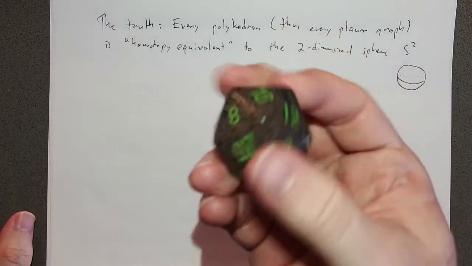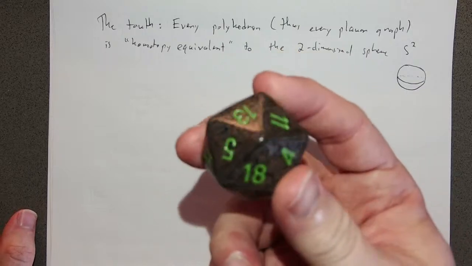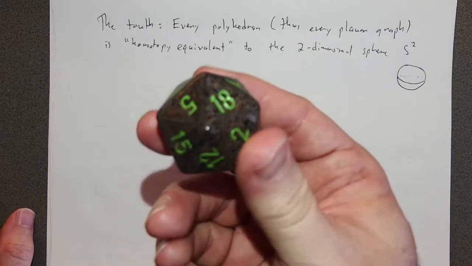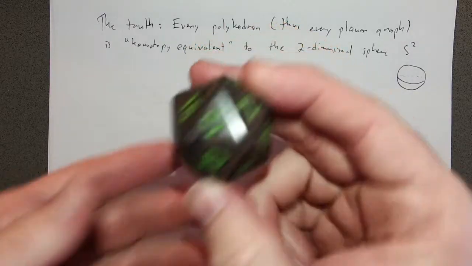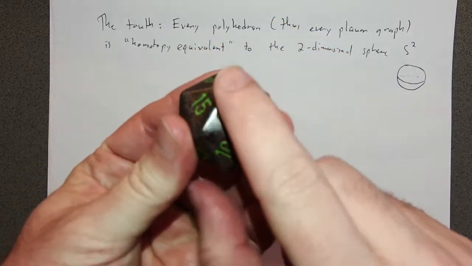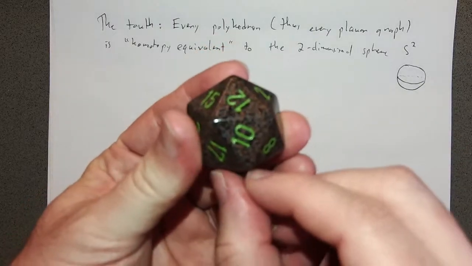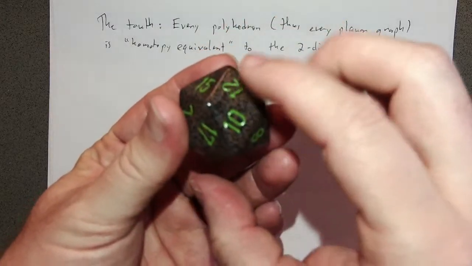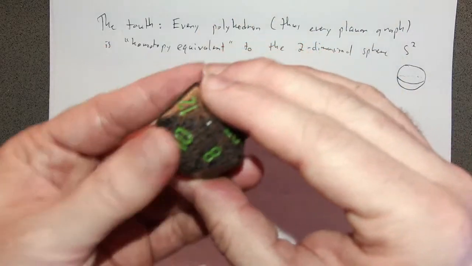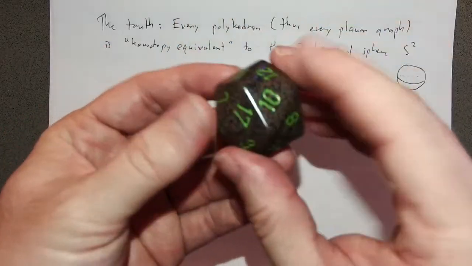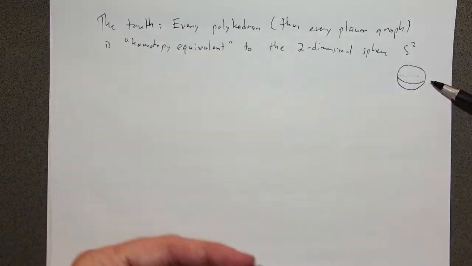Imagine this icosahedron was made up of some kind of rubber, latex or something that could be inflated. See how it has these sharp edges and points. Imagine I blew into it so that I inflated it enough that it became perfectly spherical. That inflation deformation would be a homotopy equivalence between this and the sphere.